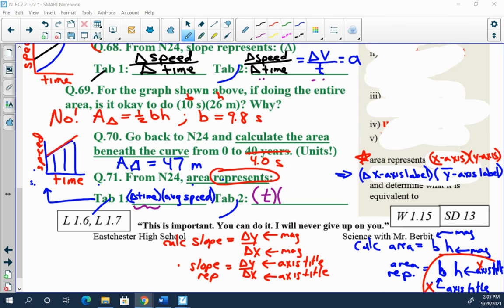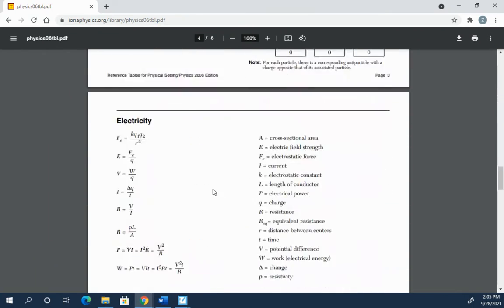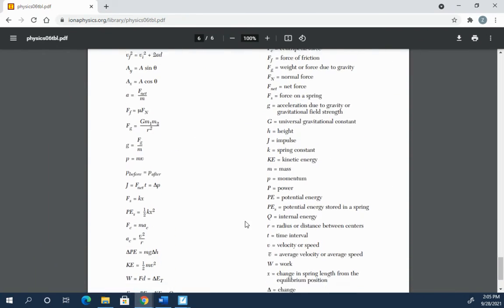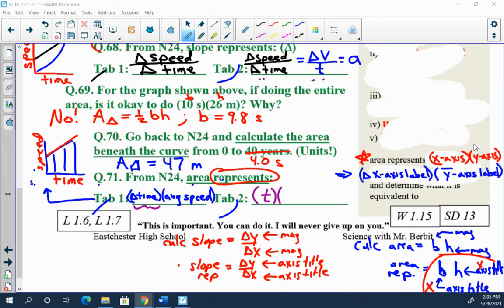So average speed, let's bring this over here. Page 6. There it is. Average speed actually is what we call V bar. It's V with that little line on top. So here, we have a multiplication by V bar. Now, as we saw before, does this equal anything? And the answer is yes. This is T multiplied by V bar.